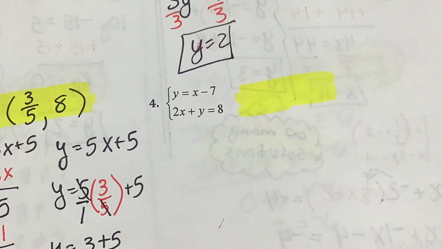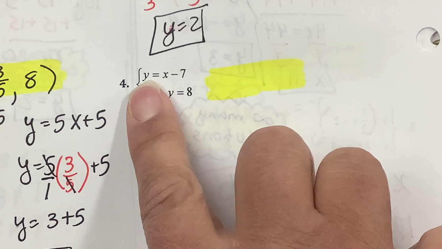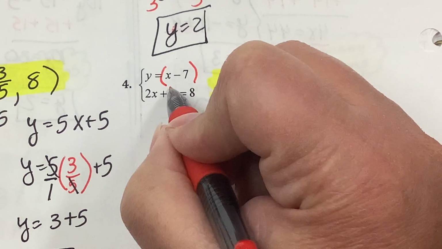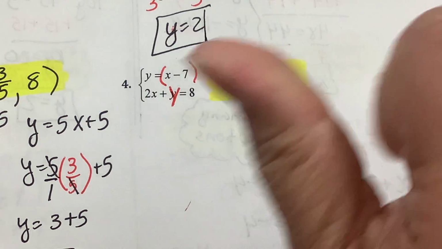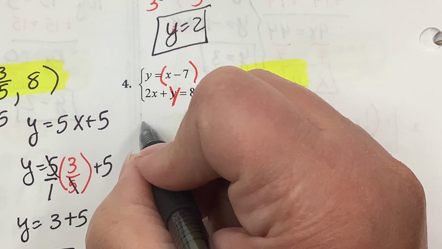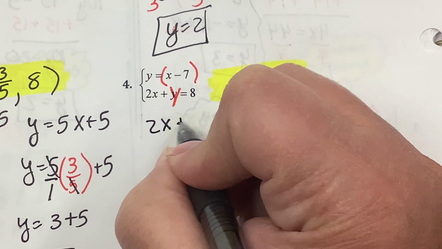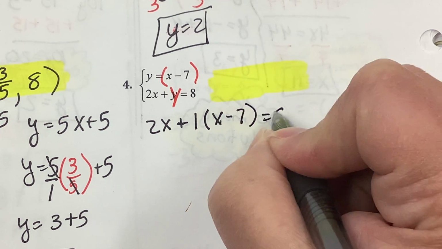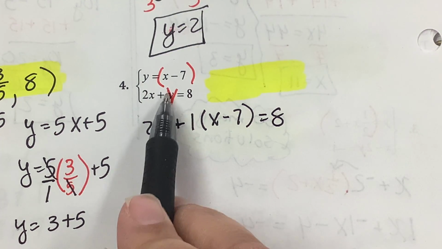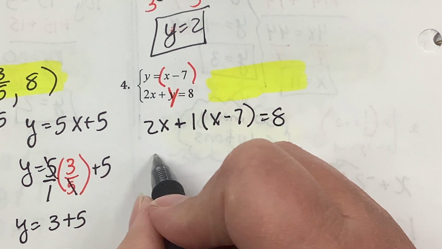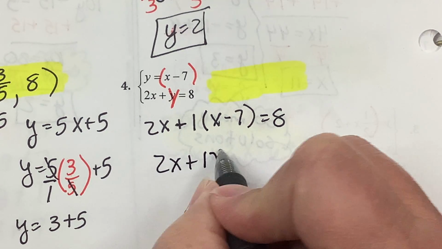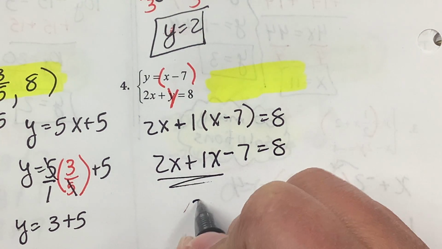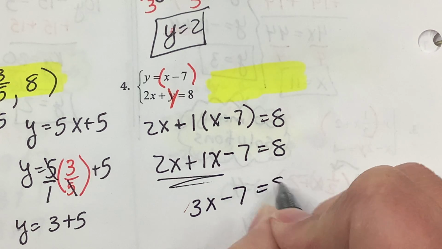All right, now I'm doing substitution. The y is isolated, so I'm going to put parentheses around the expression that's equal to that y, and down here where there's a y, I am going to substitute. So 2x plus 1 times x minus 7 equals 8, because there's no coefficient for that y, so I have to put in a 1. 2x plus 1x minus 7 equals 8. Combine like terms. 2 plus 1 is 3x minus 7 equals 8.